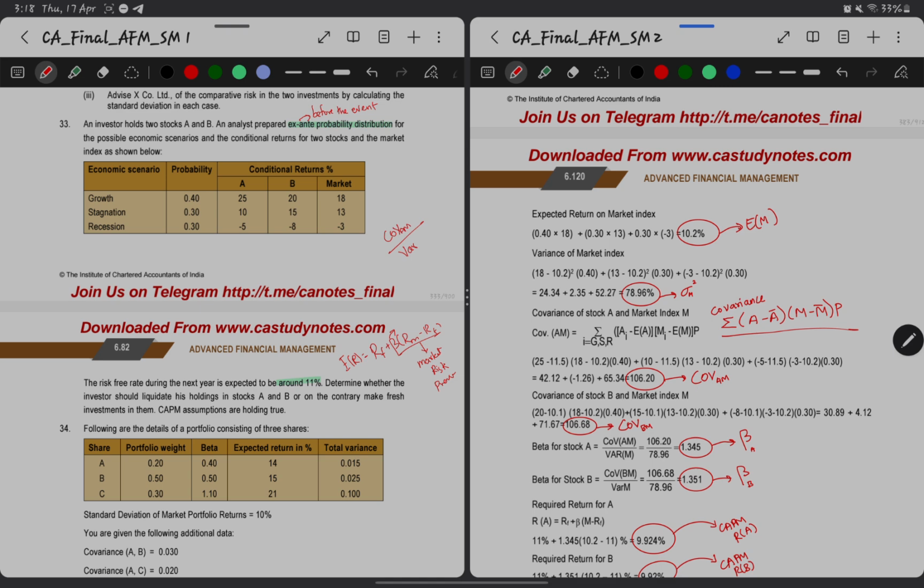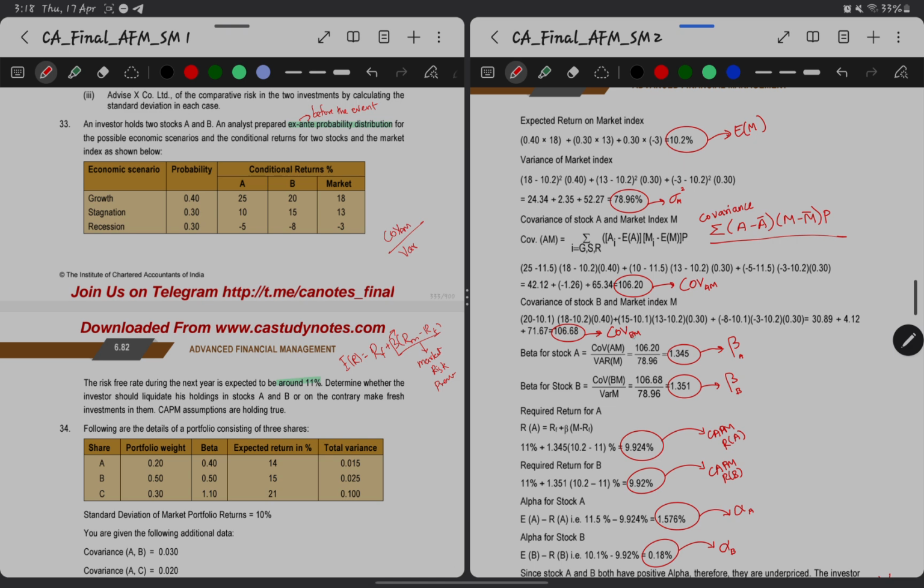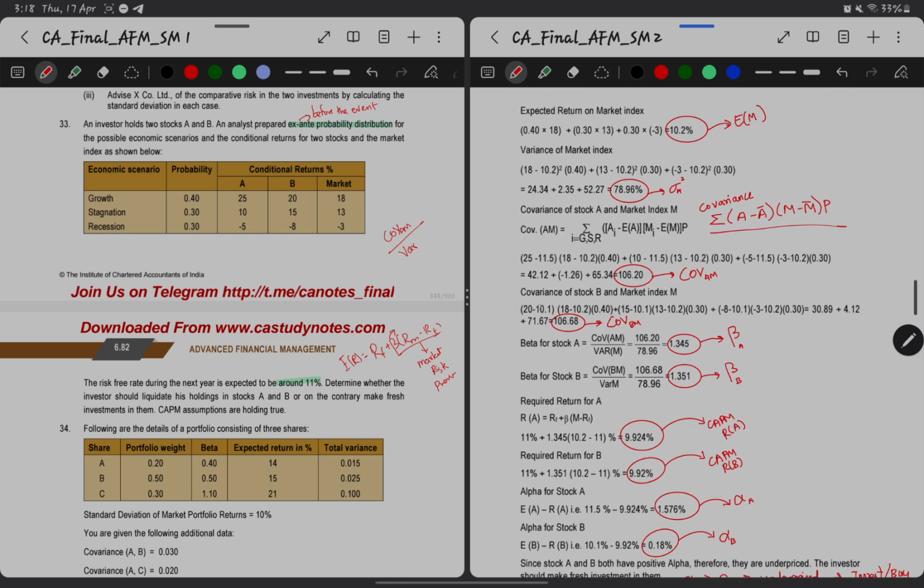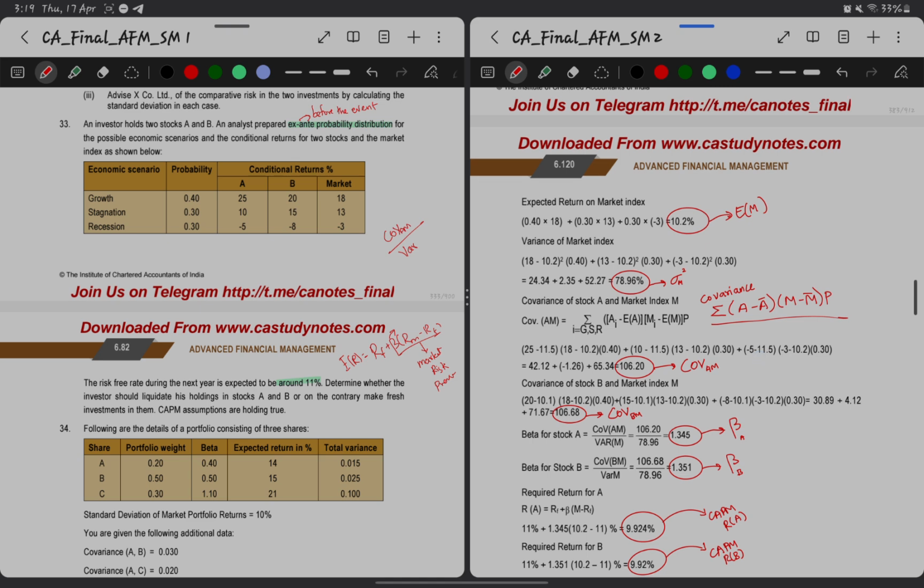So here, covariance for stock A with the market. The same way for covariance for stock B with market, so instead of A we will be taking B. So 20 minus expected return in case of B, which is 10.1. So 20 minus 10.1, 15 minus 10.1, then 8 minus 10.1. Multiplying with this deviation of market with the probability, and summation of those will give us the covariance of stock B with the market return. Using these two, covariance of AM divided by the variance of market return. Okay, so variance of market return, how will we get it?